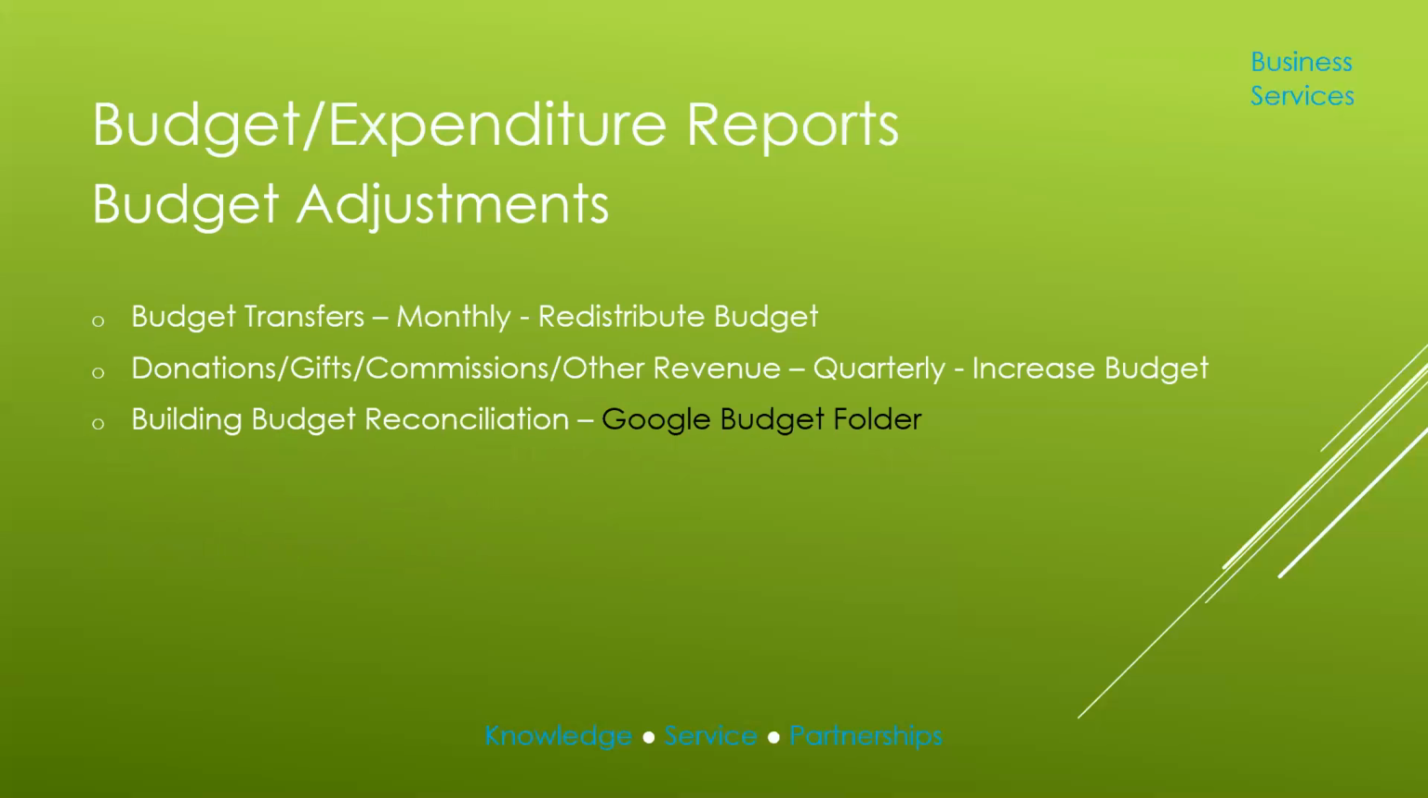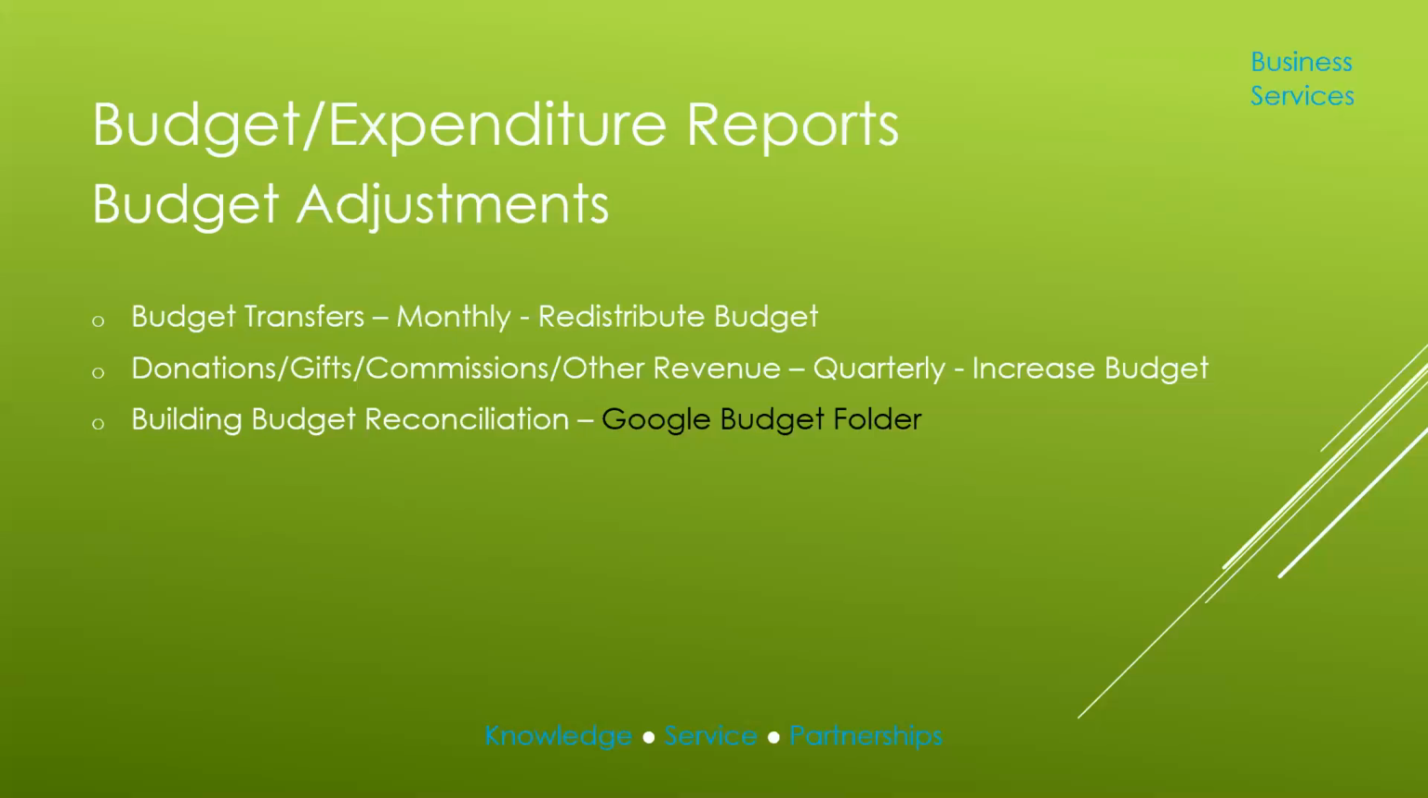We also do budget adjustments throughout the year. This is done through budget transfers or donations that are received. Now, we have forms for both, and we would prefer that those are submitted with the principal's approval. If I receive a budget transfer request form, then I will post these monthly, and that just basically redistributes your budget. I would love to get this process automated.